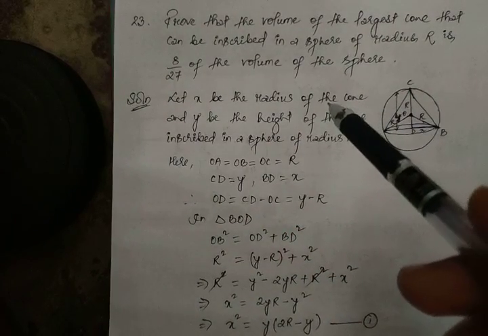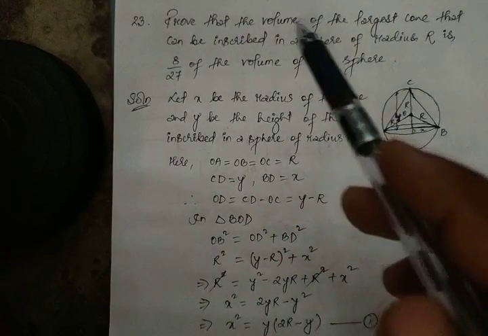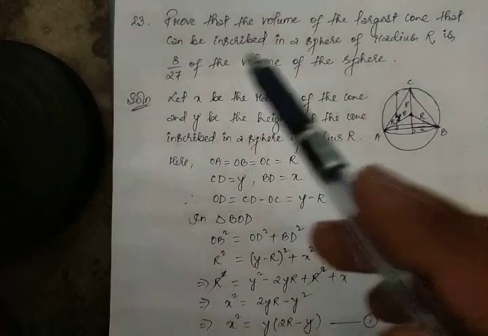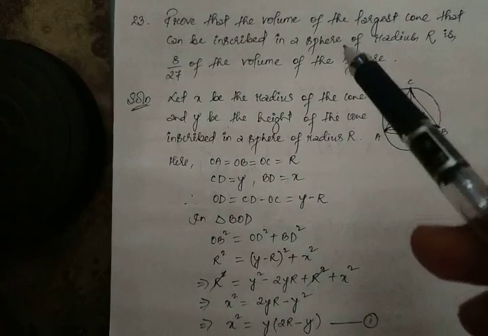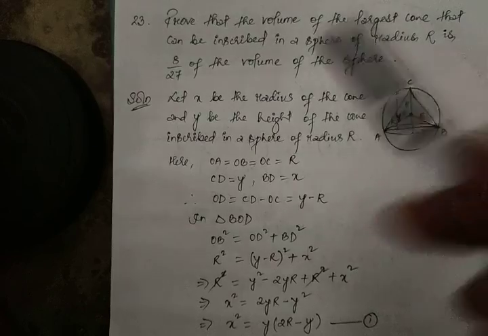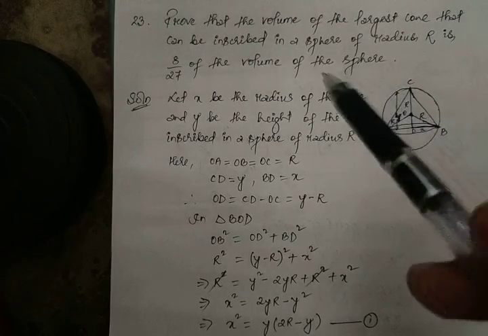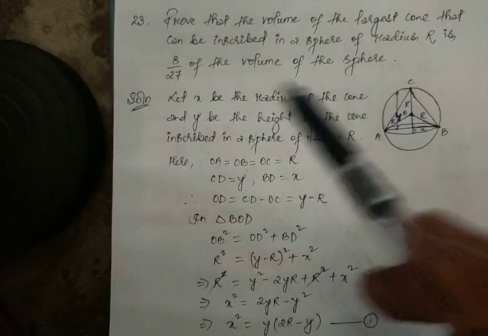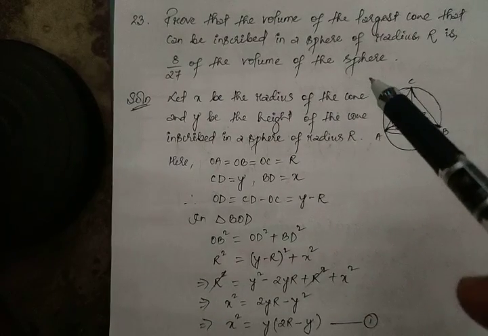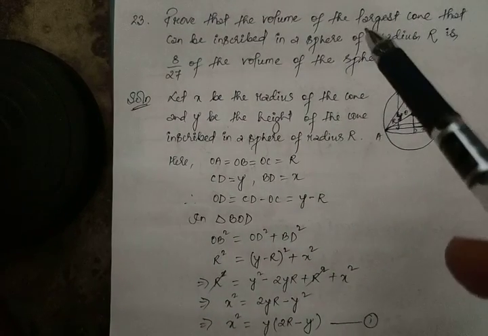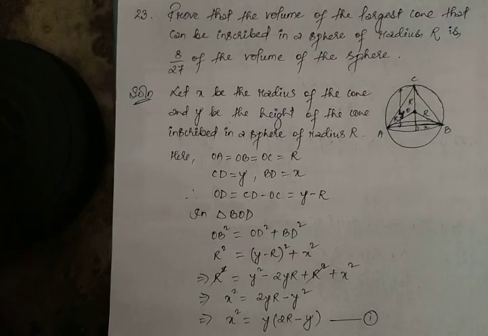So here in this question, what you have to prove? You have to prove that the volume of the largest cone that is inscribed in a sphere of radius r, that means you have a cone inside a sphere, and that cone's volume is 8 by 27 of the volume of the sphere. That we have to prove. And in the question they have said volume of the largest cone, so largest means we have to find the maximum. Okay, so let us start.